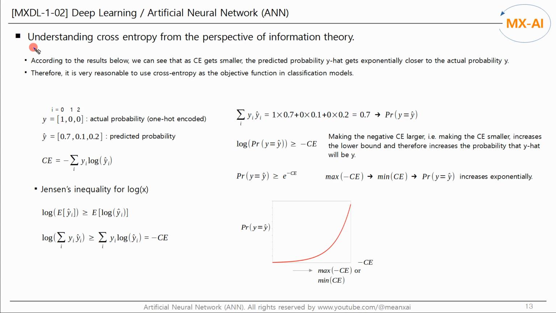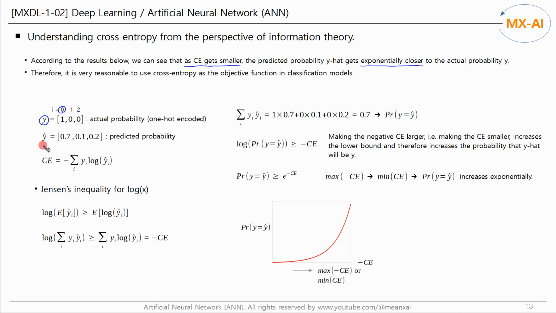Finally, let's look at how quickly the classification model converges as CE decreases. According to the results below, we can see that as CE gets smaller, the predicted probability y hat gets exponentially closer to the actual probability y. Let's say the probability of the actual class y of a data point is like this. This is one hot encoded, meaning there's a 100% chance that the class is 0.